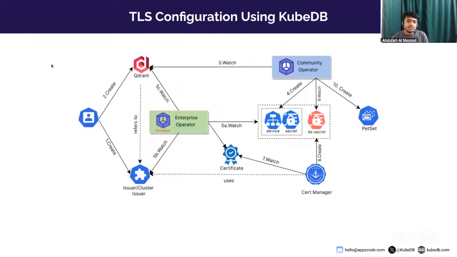For TLS configuration, the user creates a Qdrant custom resource and a cluster issuer, which the KubeDB operator turns into Kubernetes services, secrets and certificate resources. The cert manager then watches those certificate resources and uses the cluster issuer to provision the actual certificates for securing and deploying services.